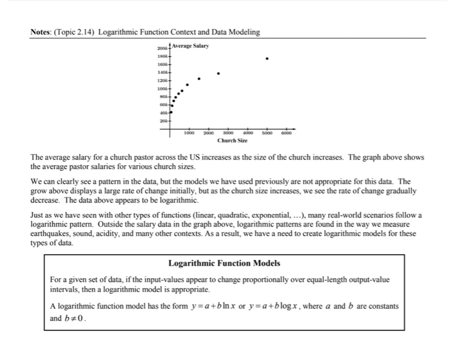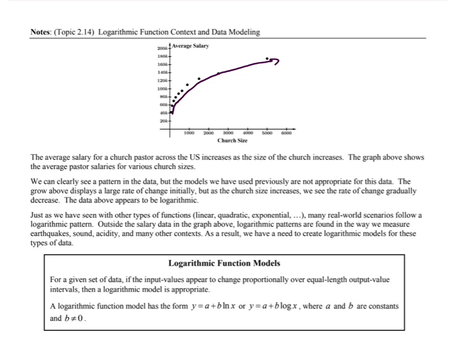Okay. It says the growth above displays a large rate of change initially, but as the church size increases, we see the rate of change gradually decreasing. Okay, so listen. It increases, right? The data is increasing, but as it grows, it's increasing at a decreasing rate. So what do you know about this picture? If the rate of change is decreasing, it is concave down. Good.